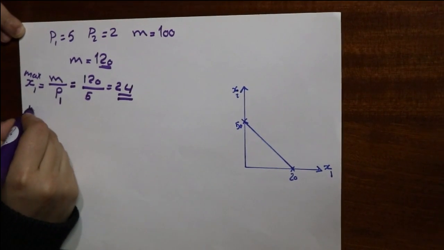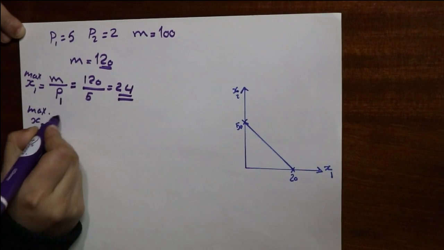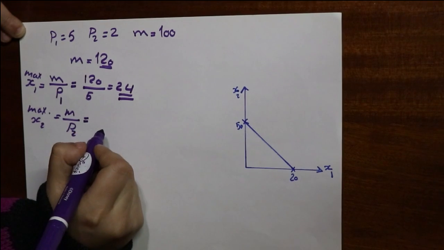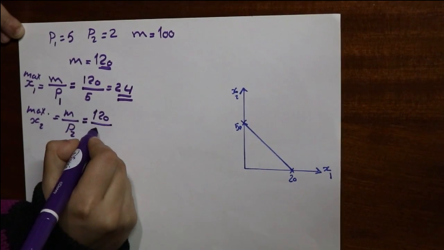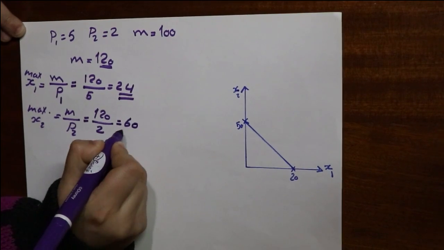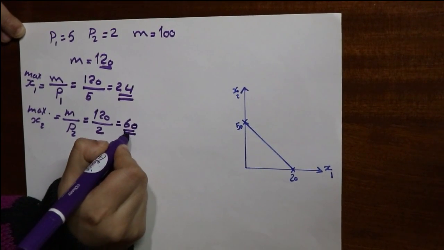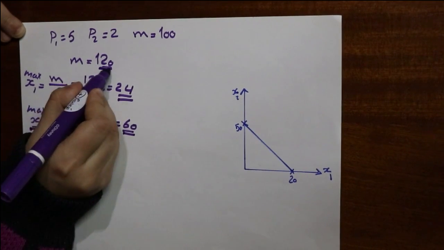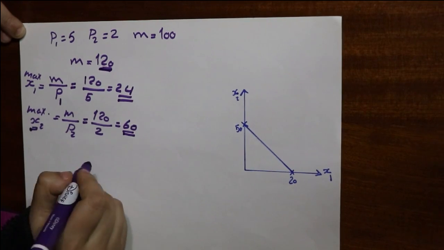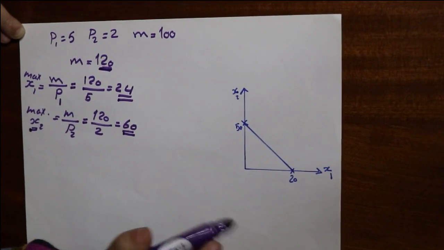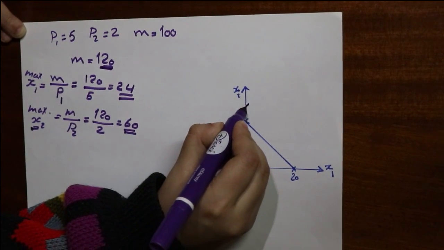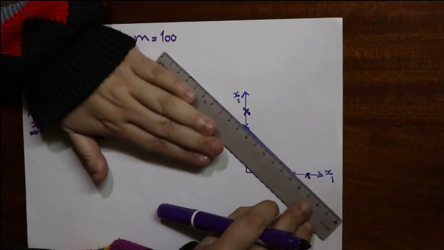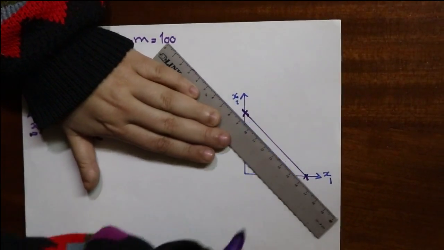But if I spend all my money income on x2, which is money income m over the price of x2, b2, that equals 120 over 2, equals 60 units. This is the maximum units of x2 I can buy with my money income. We will set points on the graph, 60 units of x2 and 24 units of x1. Then draw the new budget line.